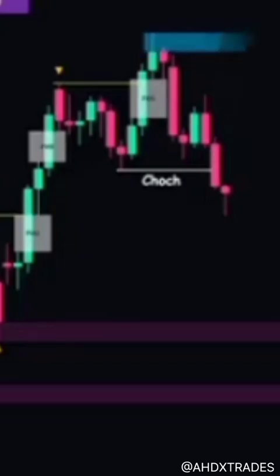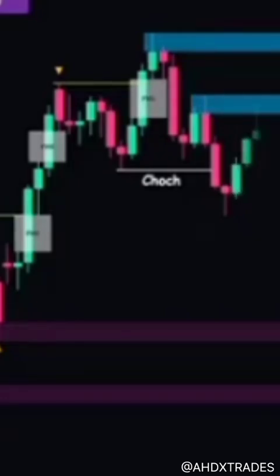If we treat these points as the beginning of the impulsive move that shifted the market structure, then they become our supply zones. From there, the market keeps breaking structures to the downside, showing that supply is in control. Another supply zone forms and the price reaches the next unmitigated demand area ahead.